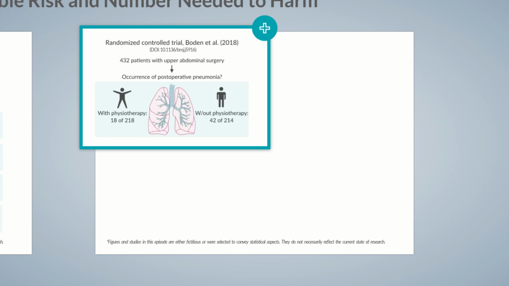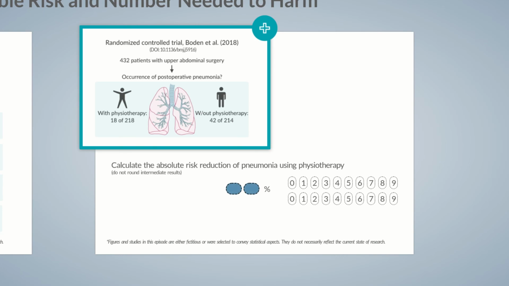Calculate the percent reduction of the risk of pneumonia using physiotherapy. Don't forget that you first need to calculate the risk in the group with physiotherapy, followed by the risk in the group without physiotherapy. We'd also like to know the number needed to treat. Good luck!